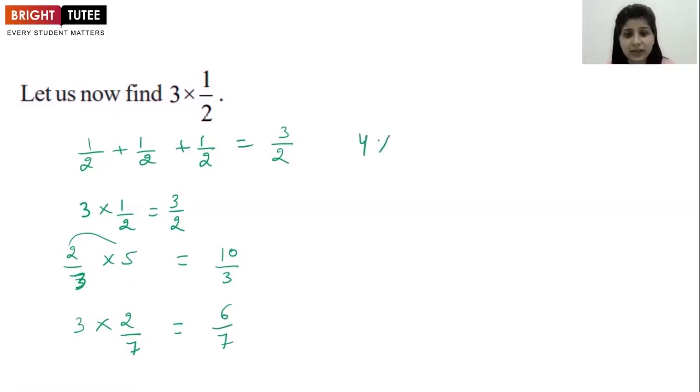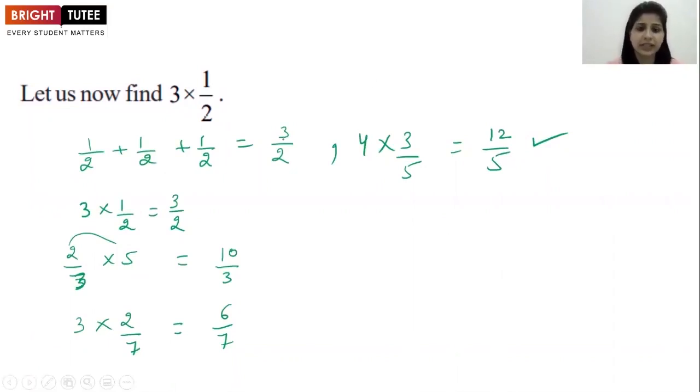Can you tell this one? 4 into 3 upon 5, if we solve it, 4 3s are 12, 12 upon 5 we will get. So this is how we multiply a fraction with a whole number. Clear? So what is the conclusion here?